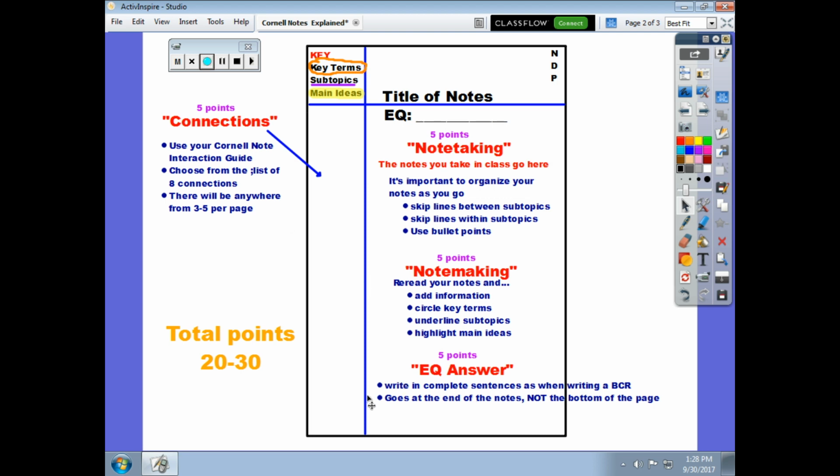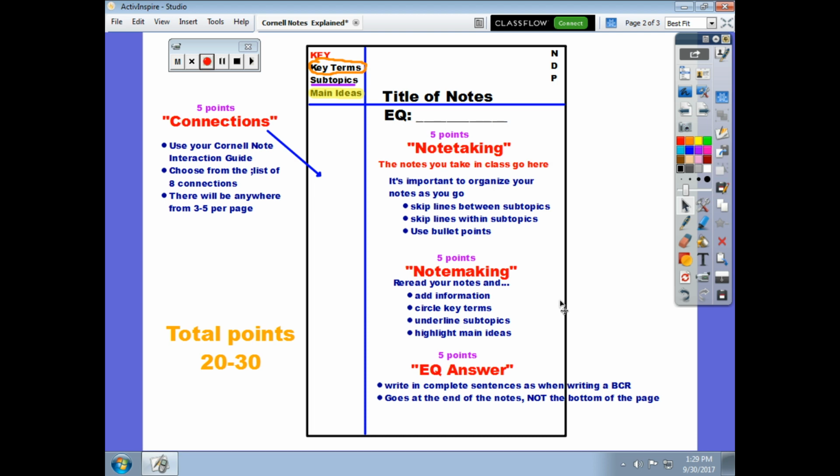Now, at the very end of your notes is where you put the answer to the essential question. This goes at the end of the notes, not the bottom of the page. I know traditional Cornell note paper has a little summary section at the bottom of the page. And I'll talk about that in a moment. But we are going to take notes all the way down to the bottom of the page, onto the back side of a page, and when we get to the end of our notes, that's when the answer to the essential question comes. It doesn't go at the bottom of the last page. It goes at the end of the notes.